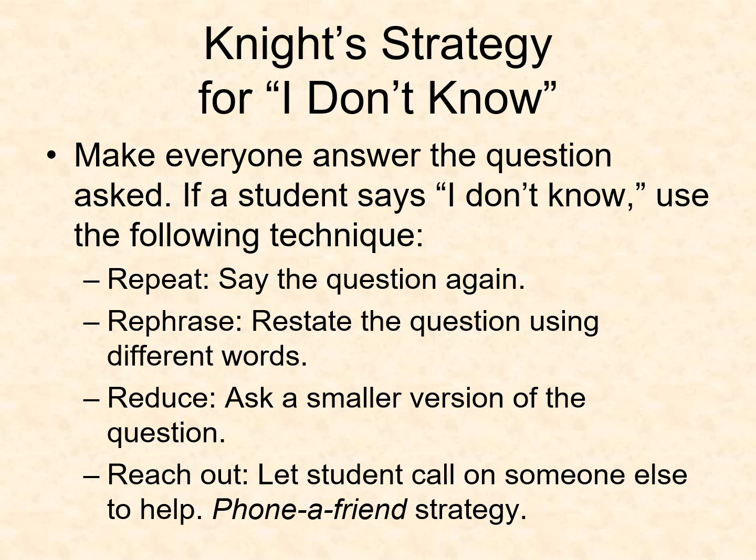So you pose a question, and the student says, I don't know. So you repeat the question again. If they still say, I don't know, or don't respond, you're allowing wait time in here, you then rephrase that question. Just simply restate it using some different words, because maybe they're not fully understanding what you mean. So in other words, you're going to explain it just a little bit more by rephrasing it. Number three, Knight says, reduce the question. In other words, ask a smaller version of it.